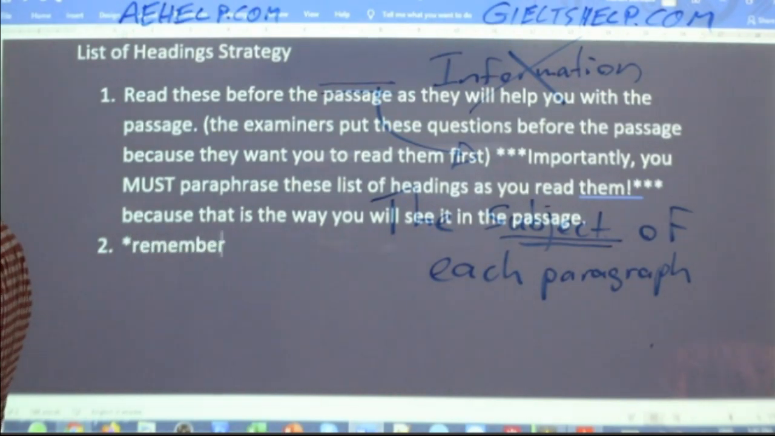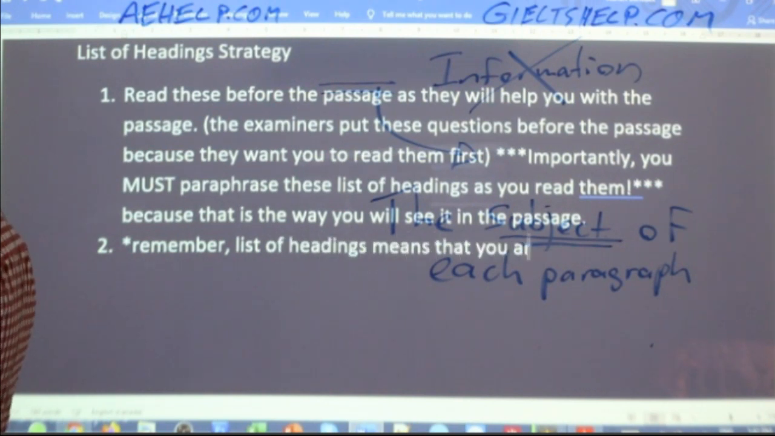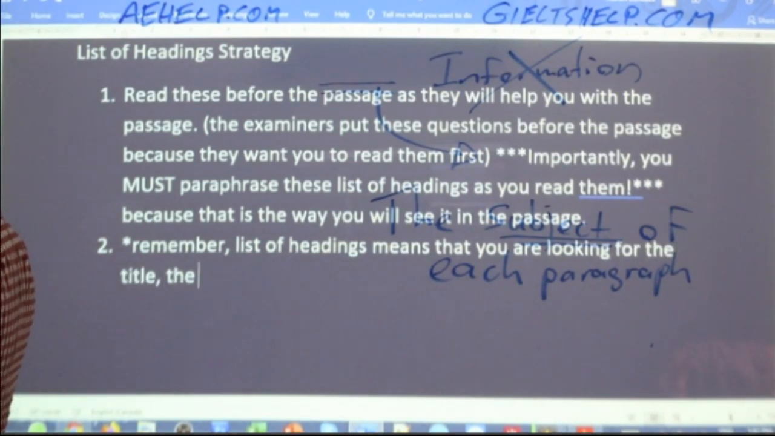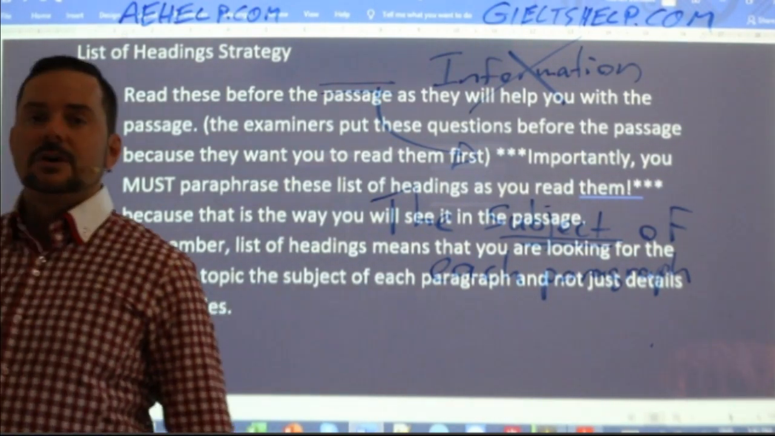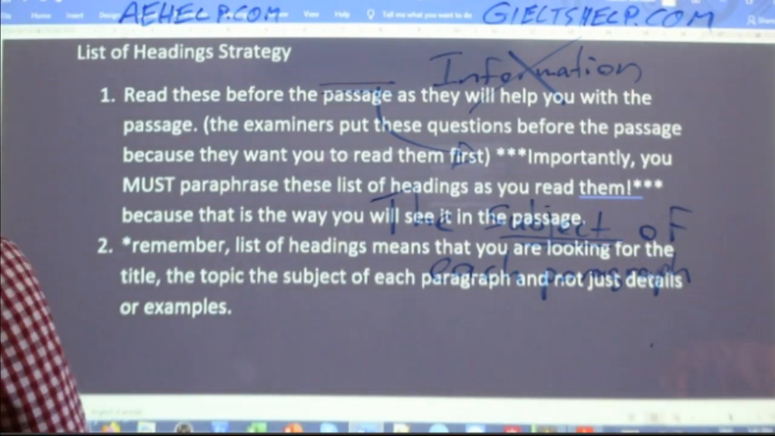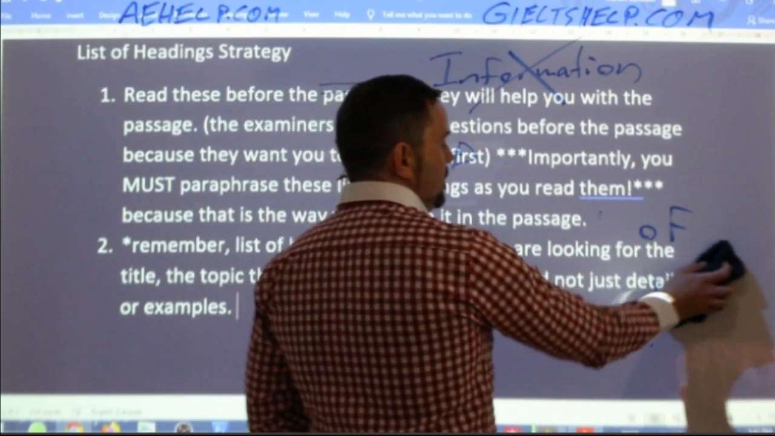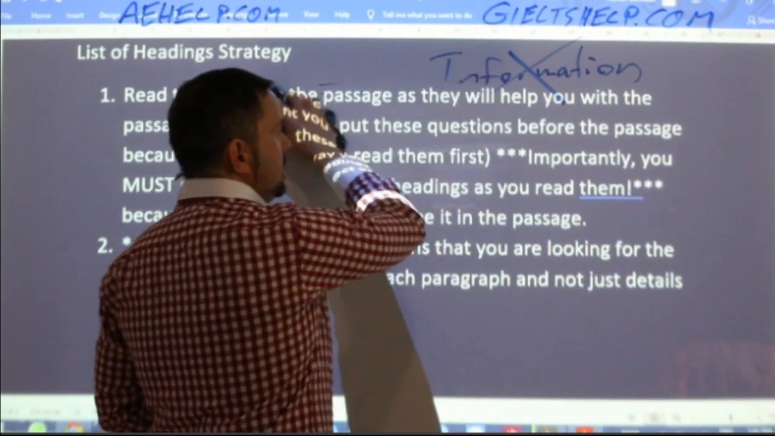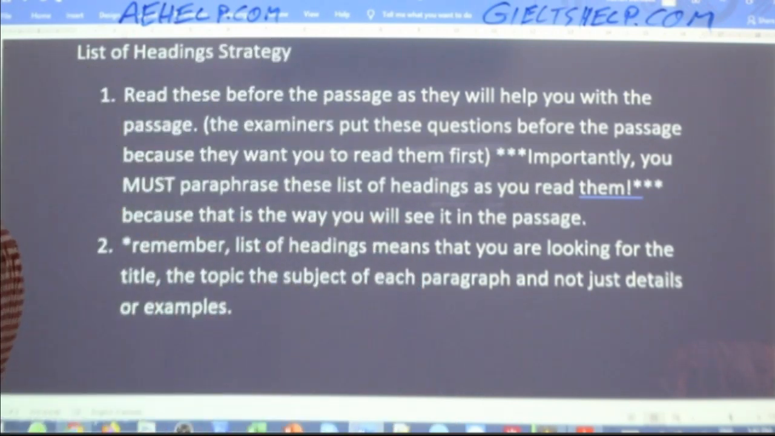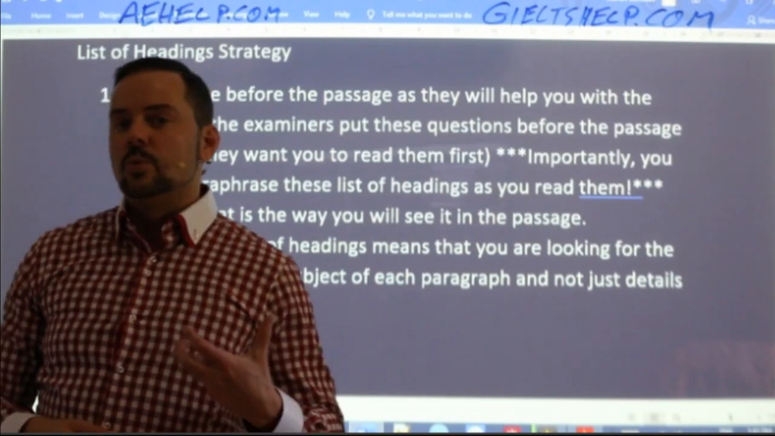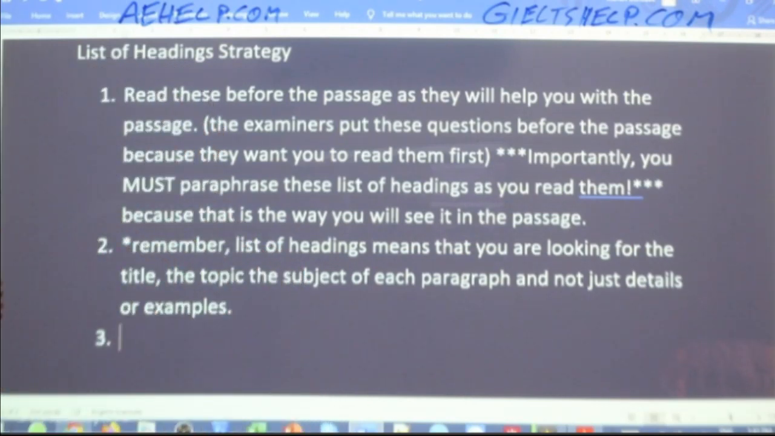Remember, list of headings means that you are looking for the title, the topic, the subject of each paragraph, and not just details or examples. That's really important. Lots of times students will lose marks because they skim or scan the passage, they find some matching words, and then they go, oh, okay, that's what this paragraph is about, but it's really not. It's just an explanation or a detail. It's not actually the subject. So again, skimming and scanning is a very weak strategy for this type of question.